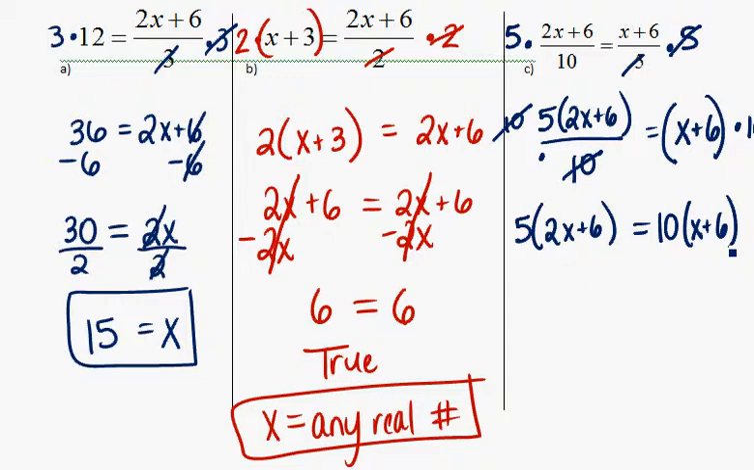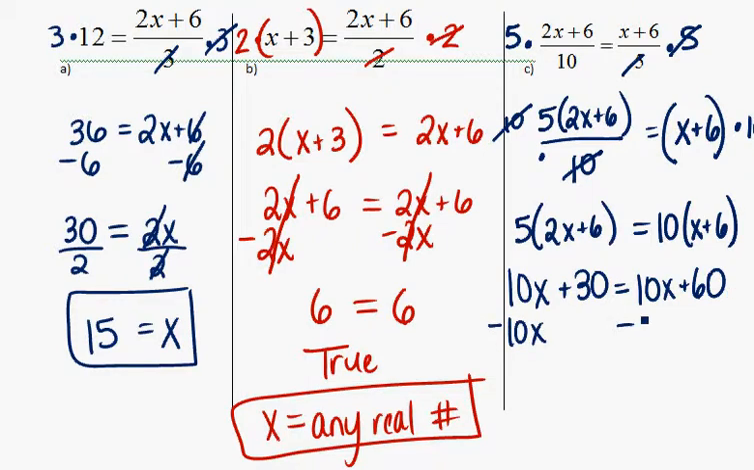Next step I'm going to do is apply the distributive property. So 5 times 2x is 10x, plus 5 times 6 is 30, equals 10 times x, which is 10x, plus 10 times 6, which is 60. Something similar to part B is going to happen, but this time it's going to be a little bit different. I'm going to take away 10x from both sides. And same thing happens again where I have 10x minus 10x on the left and 10x minus 10x on the right. So my variables drop out again, and I'm left with just an equation with numbers in it.